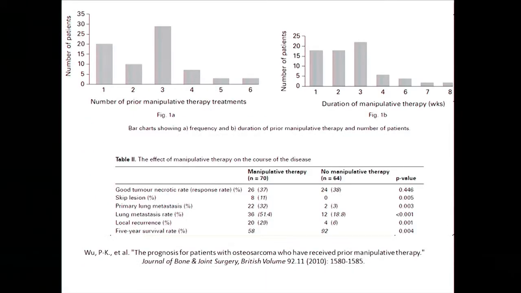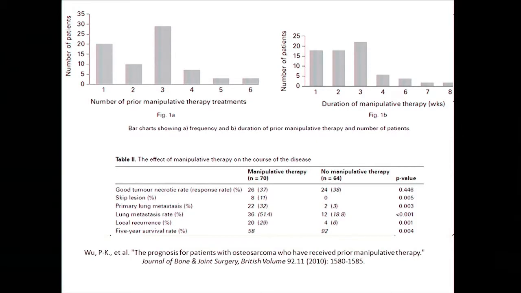We talked a little bit earlier in one of the lectures about osteosarcoma and manipulating the tumor. Does it make it spread? So I went back to the data here. These patients came in. Some had manipulative therapy, some did not, prior to seeing a physician and getting diagnosed. The manipulative therapy was generally over 1 to 3 weeks, and they had 1 to 3 treatments.